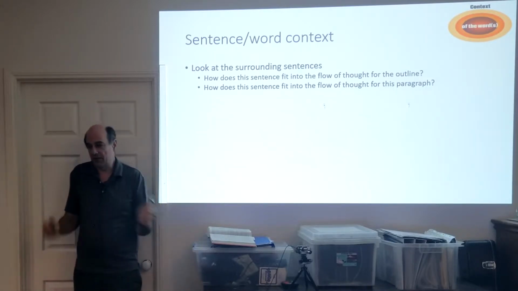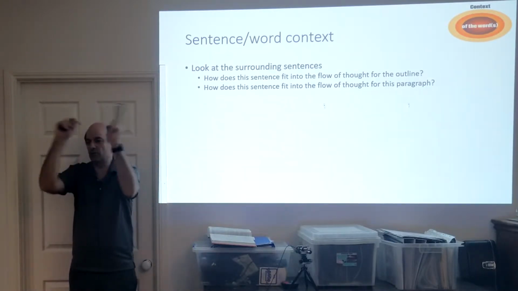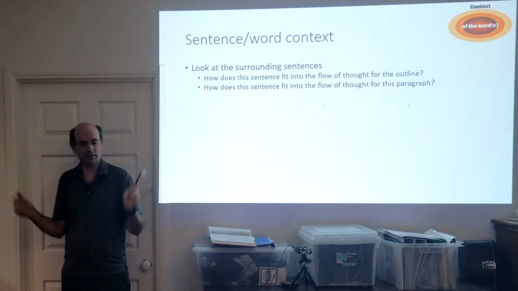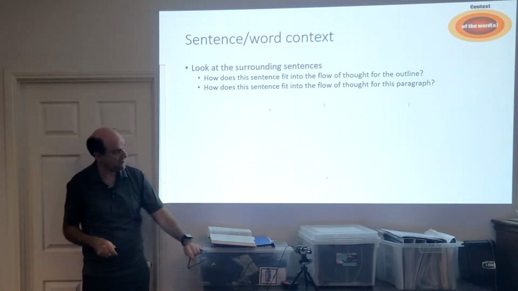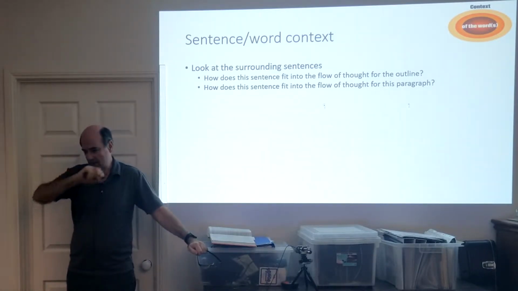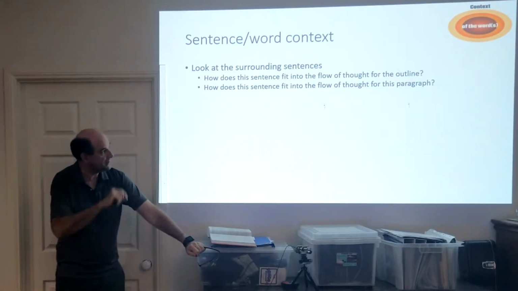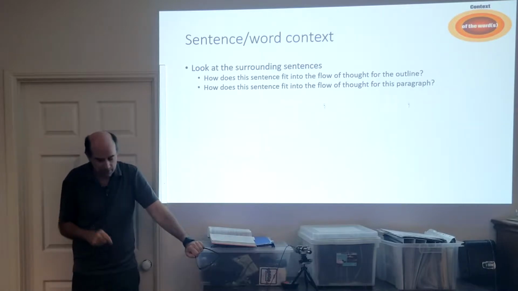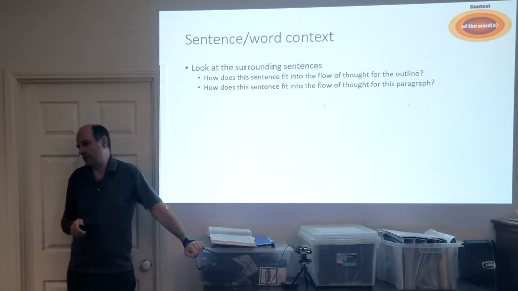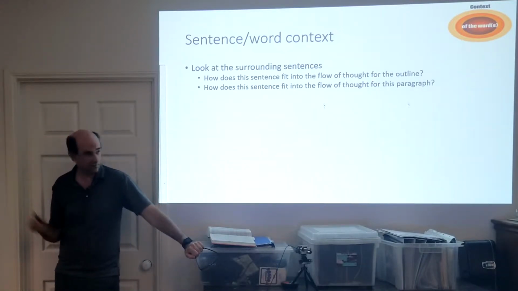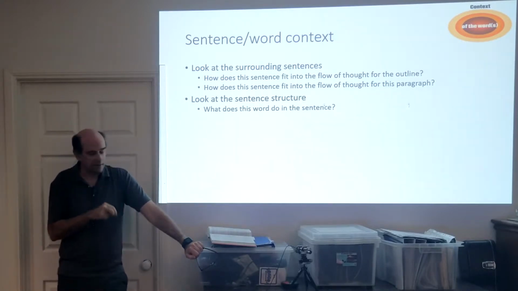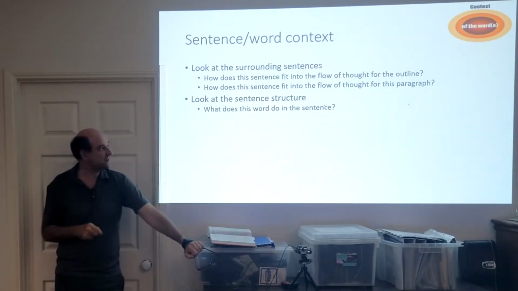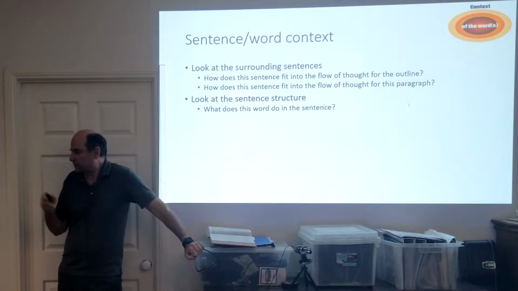So even at this level, at the sentence level, you start looking around the sentence. So what are the surrounding sentences? How do these sentences fit into the outline, into the flow of thought there? How do they fit into the flow of thought in this paragraph? Every paragraph has a flow of thought. Then you look at the actual sentence structure. What does the word do in the sentence?